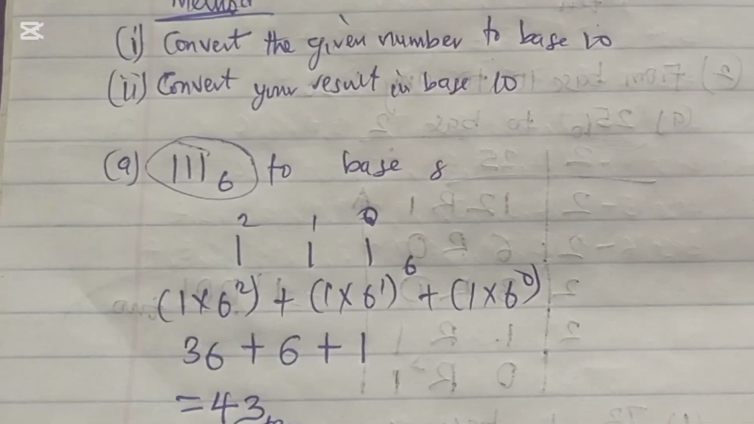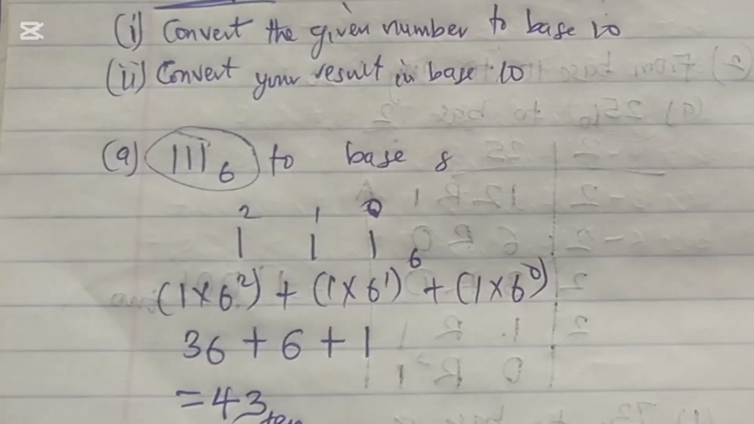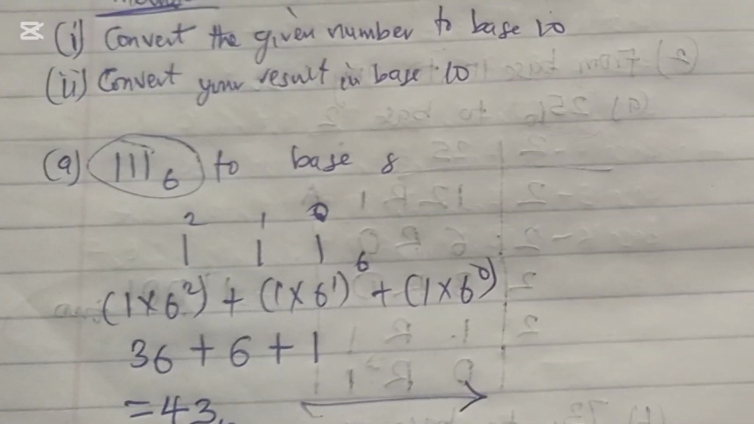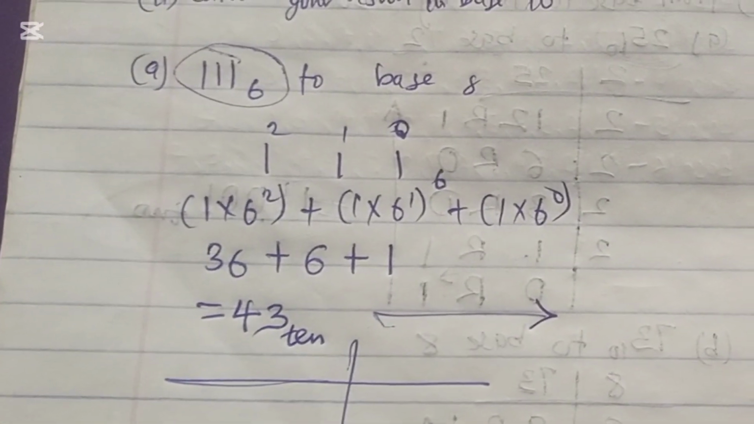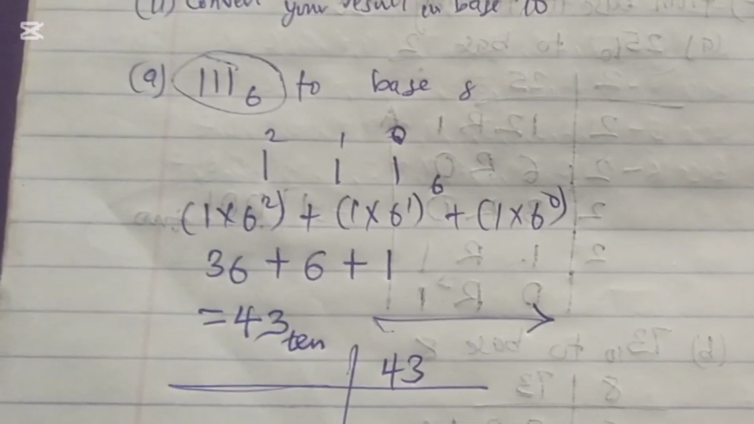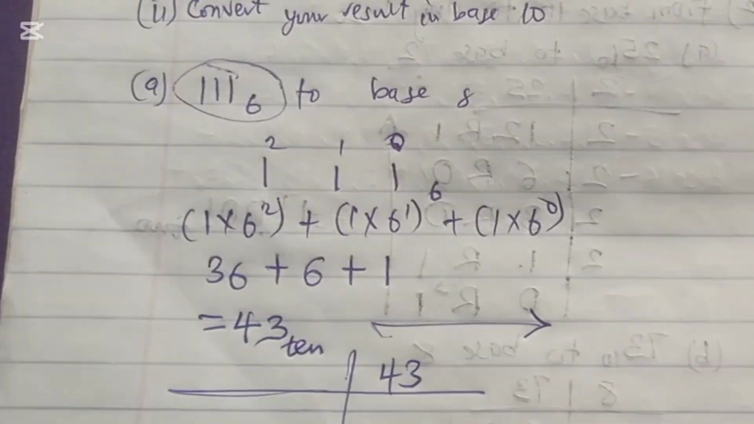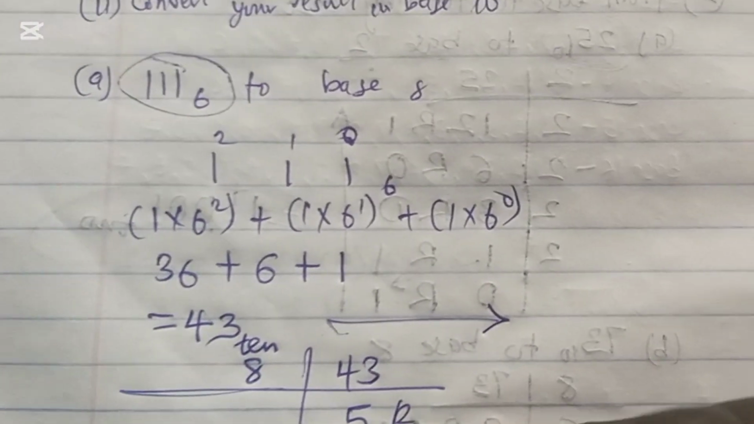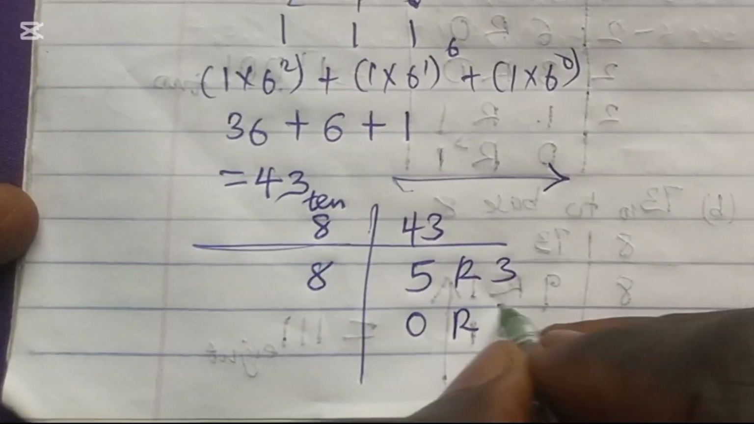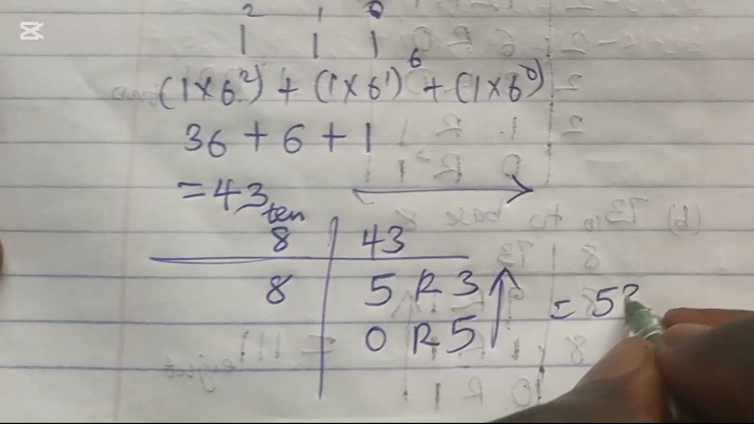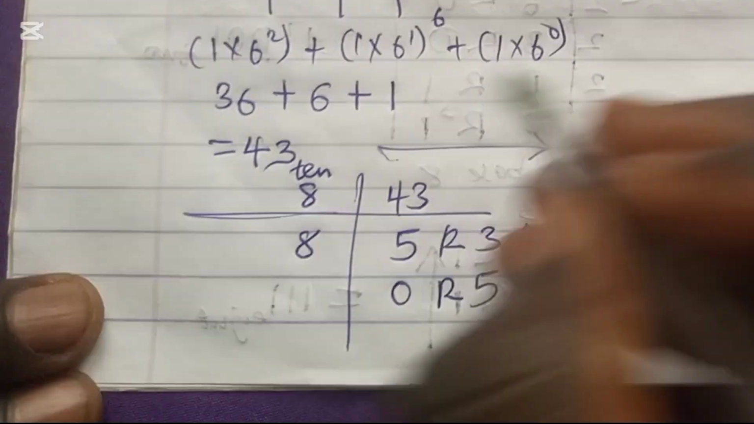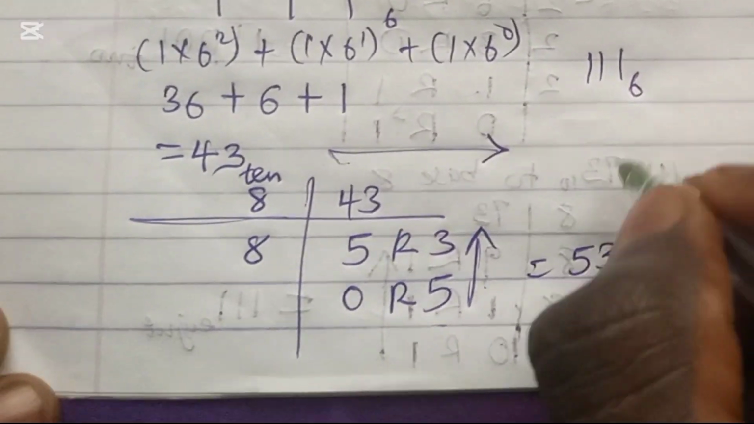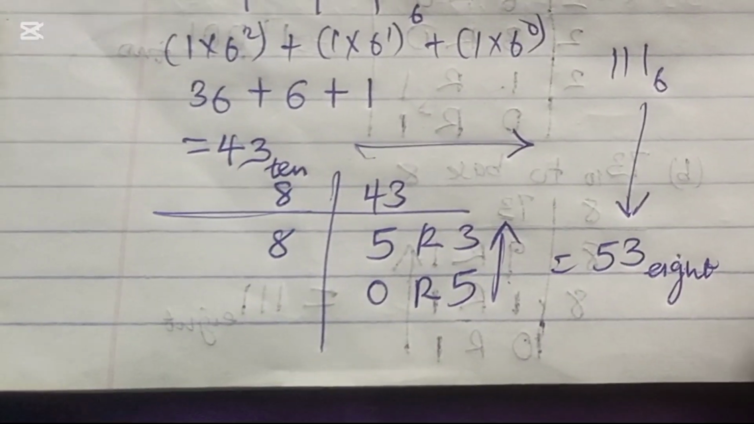Now we have only converted it to base 10. We will now convert it to base 8 from base 10. So we use this method to convert it from base 10 to base 8. So that will be 43. 8 goes in 43 how many times? That will be 5 times, remainder 3. Then 8 in 5 is impossible. You bring down the 5 here. So that gives you 53 base 8. So you can say 111 base 6 is equal to 53 base 8.